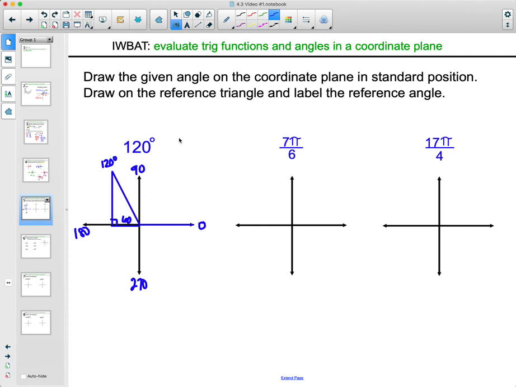Then label the sides, okay? Across from the 60 in a 30-60-90 triangle is square root 3. Across from the 30 is a 1, and the hypotenuse is a 2.